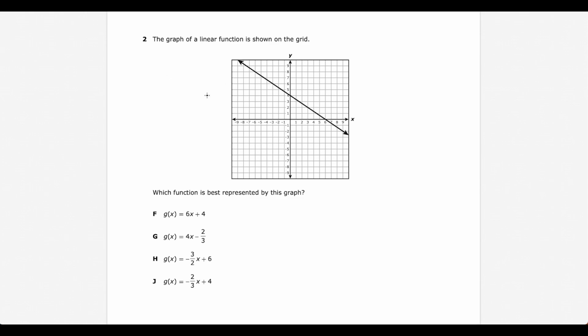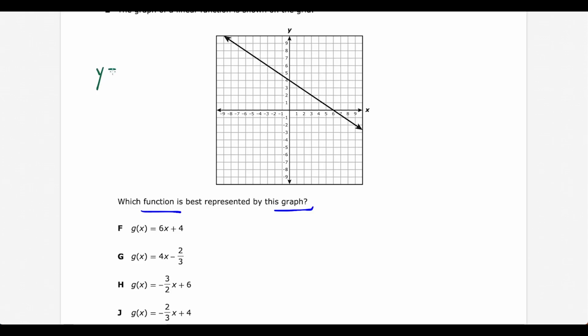Question 2, we have a graph here, and we want to know which function is best represented by the graph. For this one, this formula is really good to know: y equals mx plus b, where m is your slope, which is your rise over run, and b is your y-intercept. When I say rise over run, that's your rate of change, and that tells you how fast the line is going up or down.